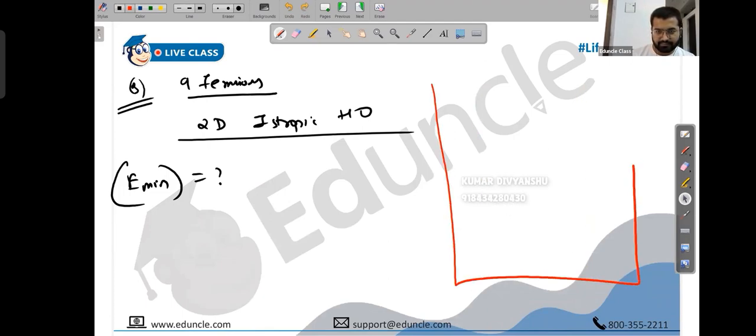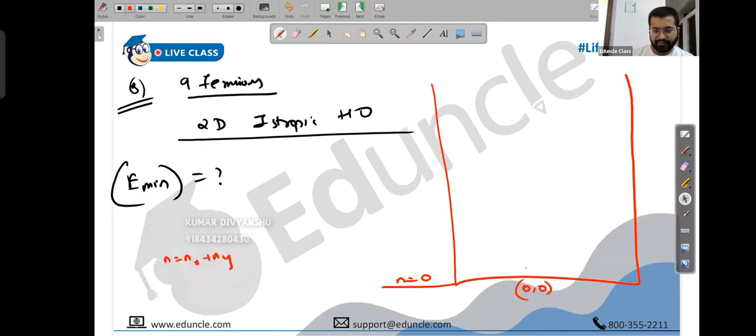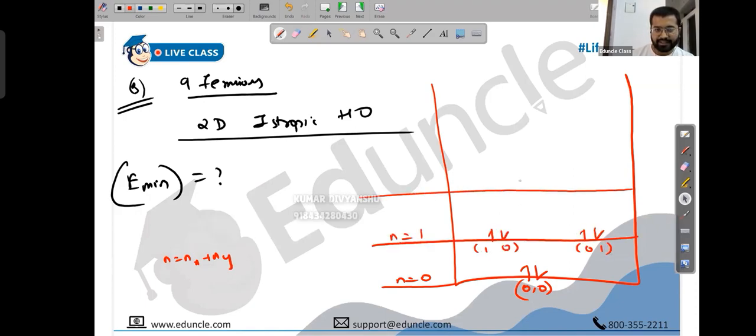Okay, so let's start with n equals 0. Remember n is nx plus ny. So I can get this only in the 0 0 combination. So I have 2 electrons here. Then if I talk about n equals 1, I can get 1 as the 1 0 combination and the 0 1 combination. I have 2 more electrons here, 2 more electrons here. Then let's talk about n equals 2. I can get 2 as the 2 0 combination, the 0 2 combination, and also the 1 1 combination. So 2, 3, 4, 5, 6, 7, 8 and 9. If you want, you can write all 3 here, but it is not going to affect our energy, people.